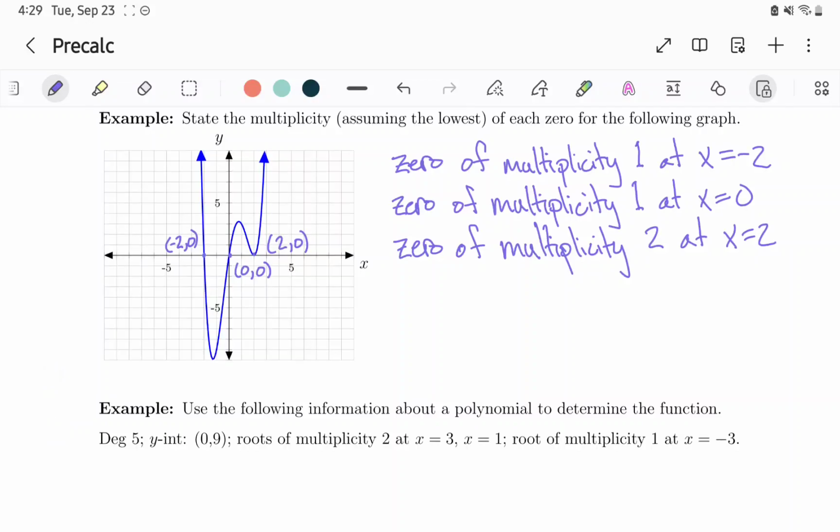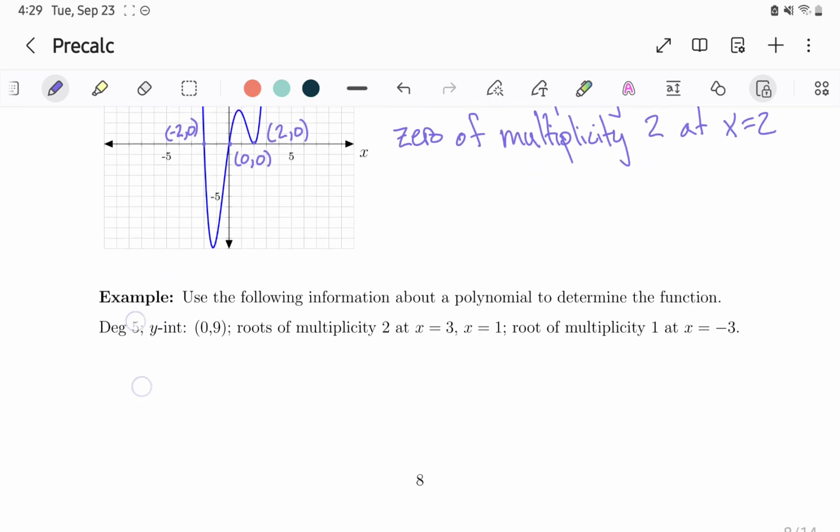All right, in the next example, we're asked to use the following information about a polynomial function to determine a formula for that function. So we're told that it's going to be a degree 5 polynomial function with a y-intercept at the point 0, 9. So we'll be able to use this point to find the value of our leading coefficient a. And then it has roots of multiplicity 2 at x equals 3 and x equals 1, and a root of multiplicity 1 at x equals -3.